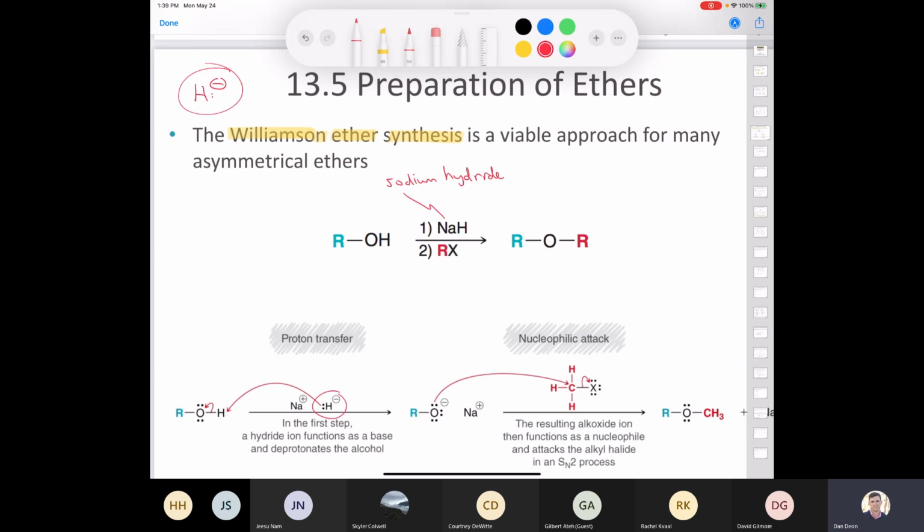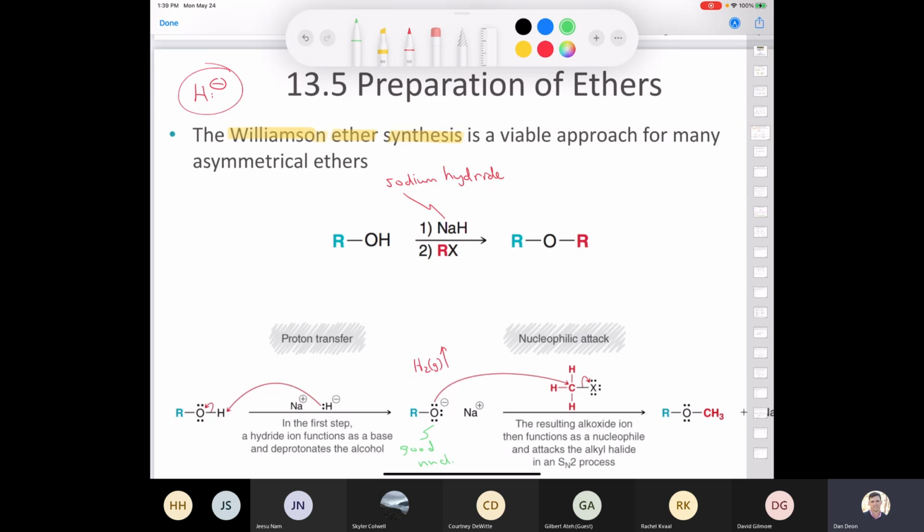So here's my hydride. It abstracts the proton from the alcohol. So not only do you make the alkoxide, but something that is not shown is you end up making hydrogen gas. That's going to go up into the atmosphere. So you can bet your bobby socks that this is an irreversible reaction, right? So then you've got the alkoxide. This is what? This is a good nucleophile.